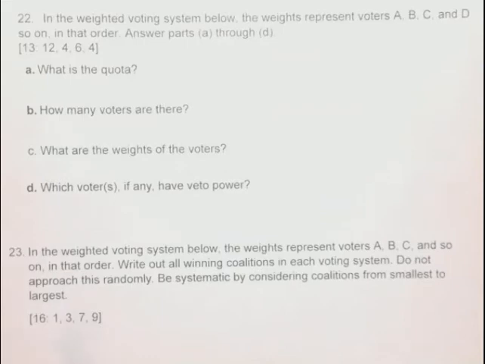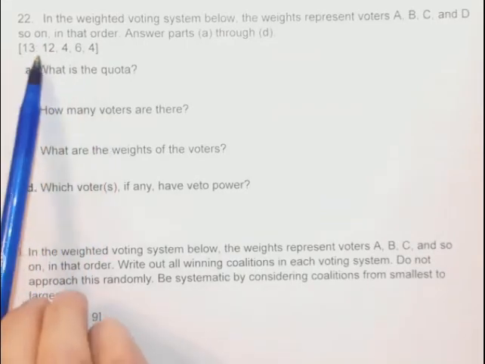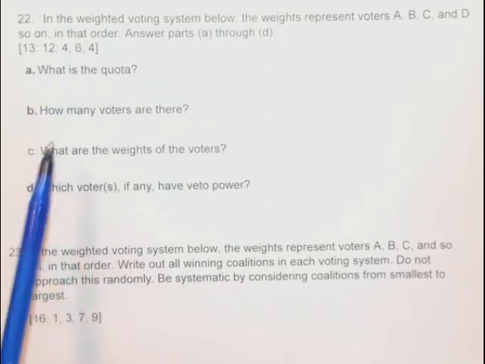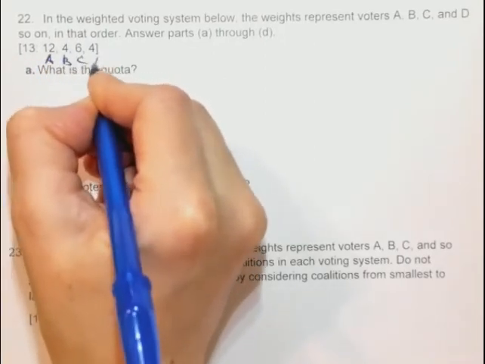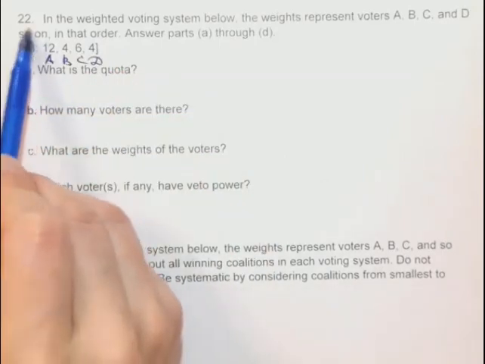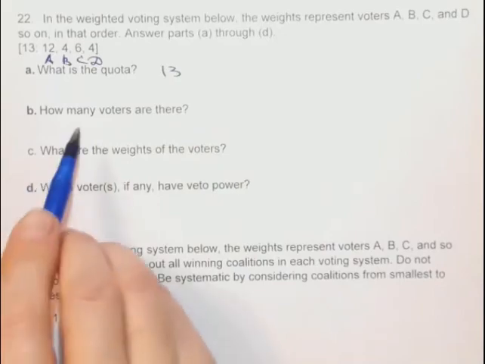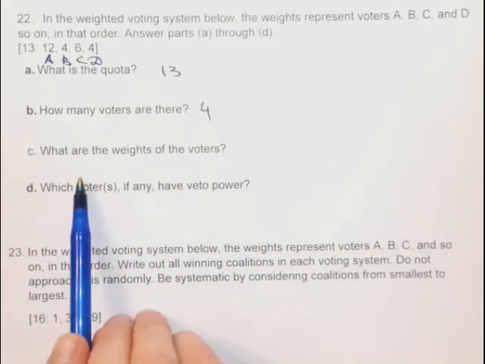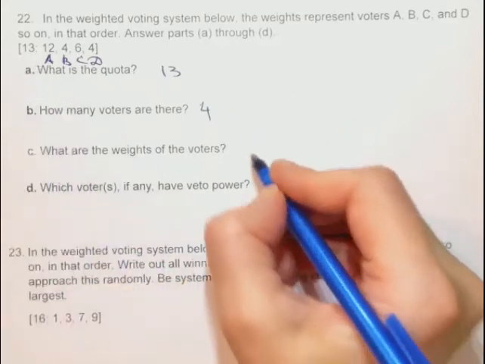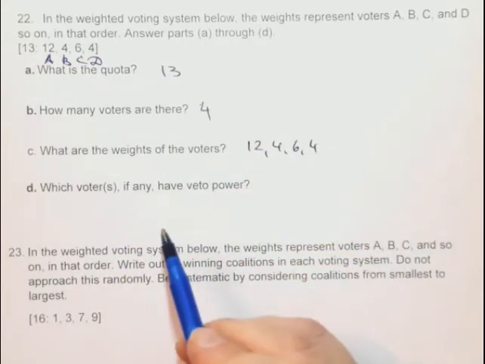Weighted voting system. So we have this representation. The first is the voter A, the voter B, C, and D. The quota is given by the first number, which is 13. We have 4 voters. The weights are 12, 4, 6, and 4.